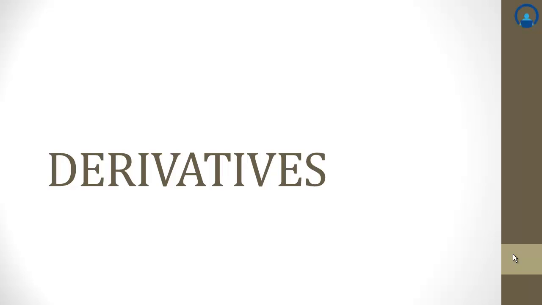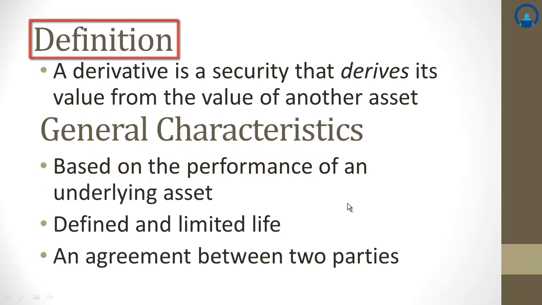Now when we're talking about derivatives, the main purpose of why an investor would invest in derivatives is basically to hedge against a financial loss. So let's go ahead. The definition, the first slide, states that a derivative is a security that derives its value from the value of another asset. The word itself is self-explanatory. Let's just rewind the definition again. A derivative is a security that derives its value from the value of another asset.